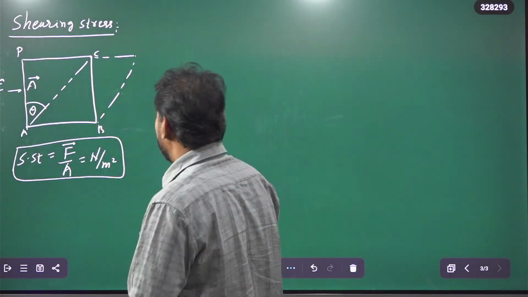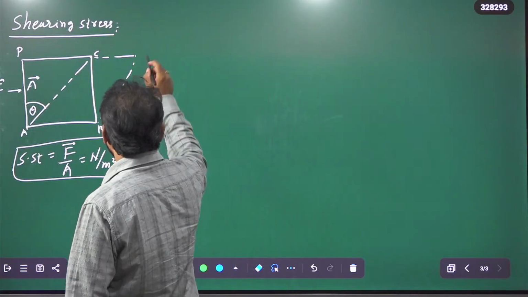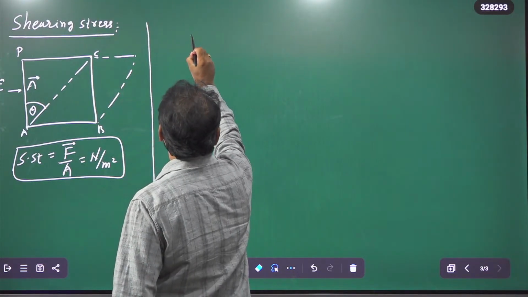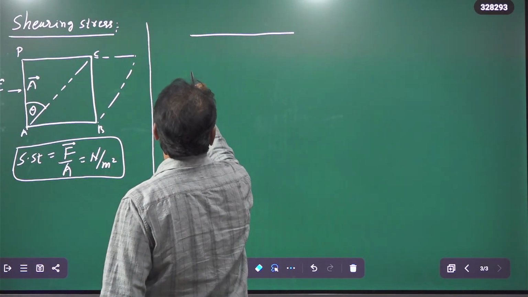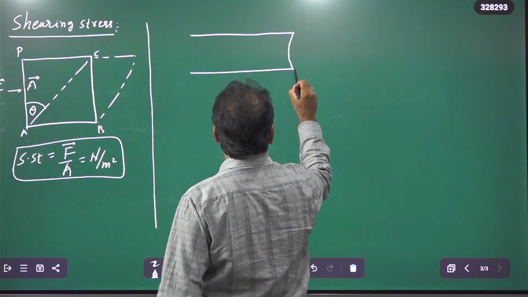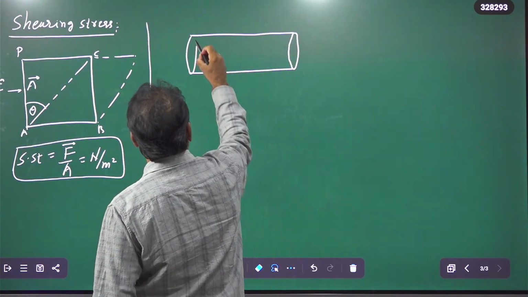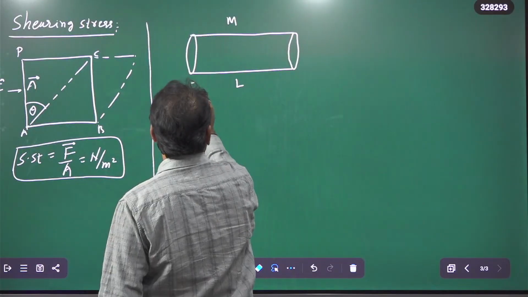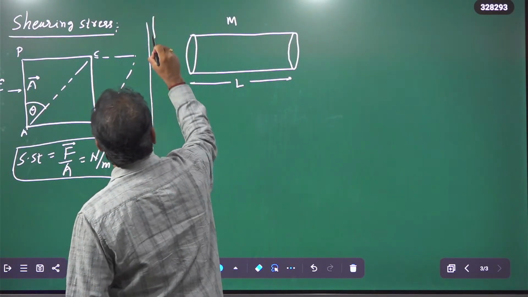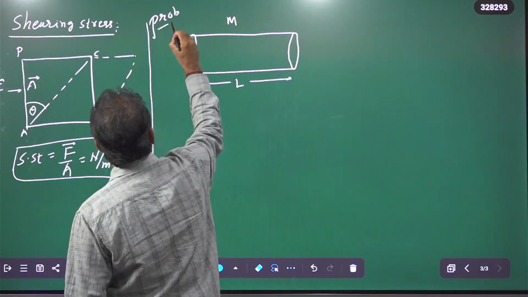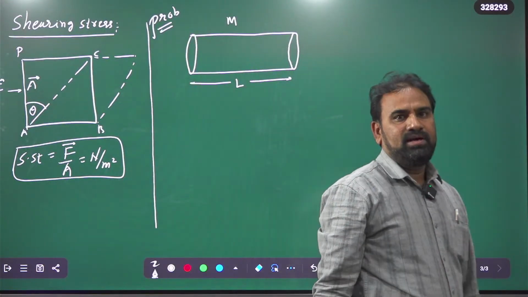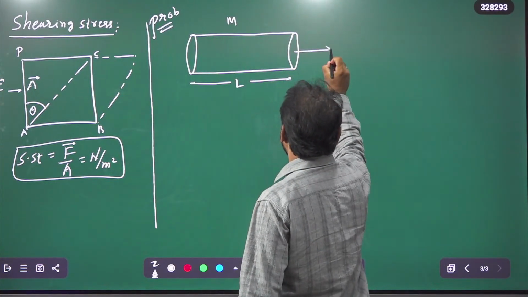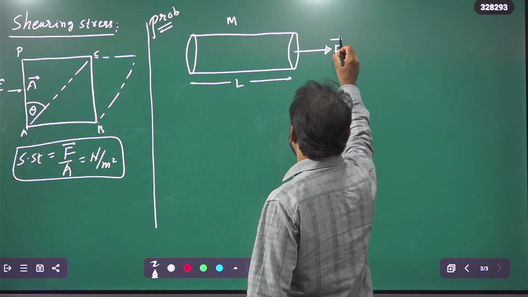So based on this concept of stress, see one problem. Suppose consider a rod of length L. This is a rod. It has a mass M and length L. See one problem based on the concept of the stress. I had applied some amount of force at this end. How much force? F amount of force is applied like this.